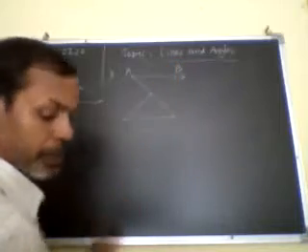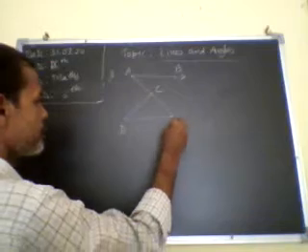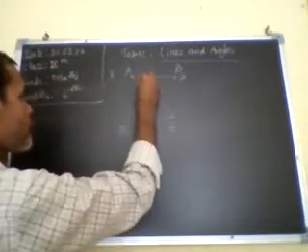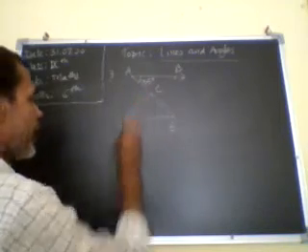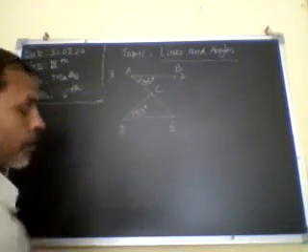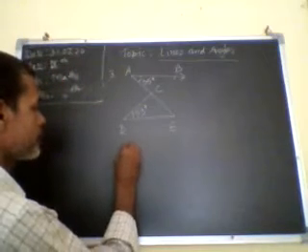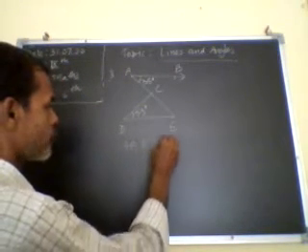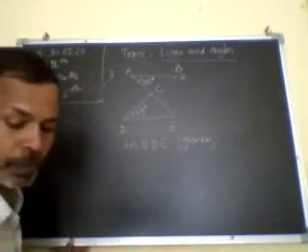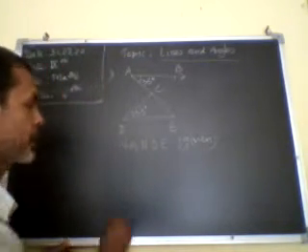A, B, C, D, E. Now 35 degree and 35 degree, and angle D is also given, 53 degree. Now the question is AB parallel to DE. AB parallel to DE is given, and we have to find angle DCE.